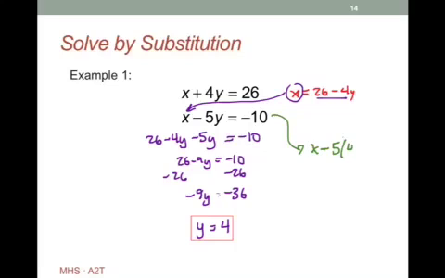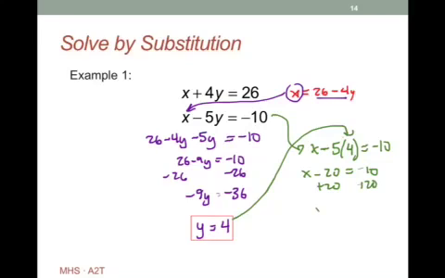So I'll stick it into the second equation. You could stick it into either one and you'll get the same answer. But I plug 4 in for y. x minus 5 times 4 equals negative 10. And I'll solve and get x minus 20 equals negative 10. Add 20 to both sides, and I'll get x equals 10.